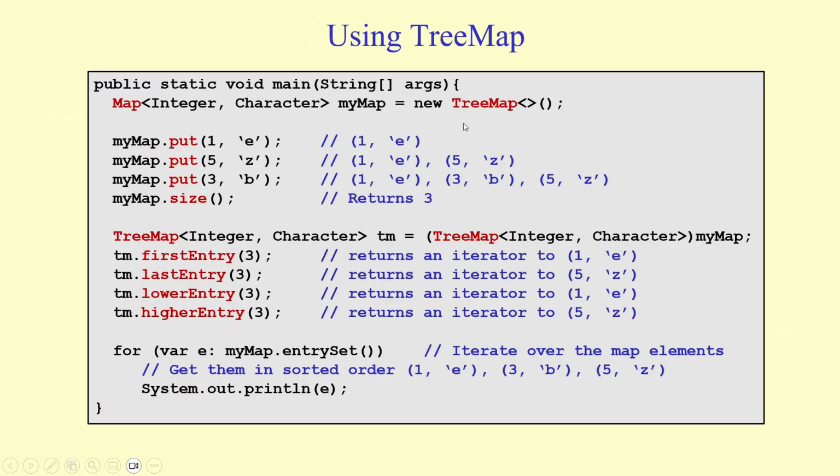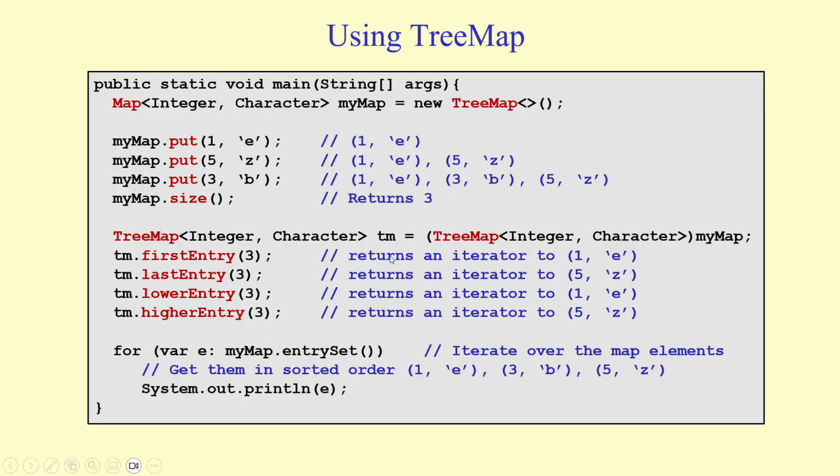Here is how we can create and use a tree map. So we say new tree map. This is a map from integers to characters, and I am using the map interface to refer to the tree map. So I'm putting 1E, 5Z, and 3B. At this point, because the default ordering of the integers is in ascending order of their values, you can see that all the entries are ordered in ascending order of integers. So 1, 3, and 5. I'm asking for the size of this map, and there are 3 entries.